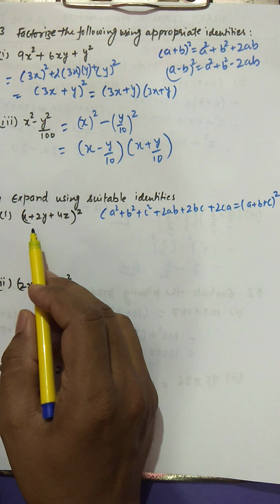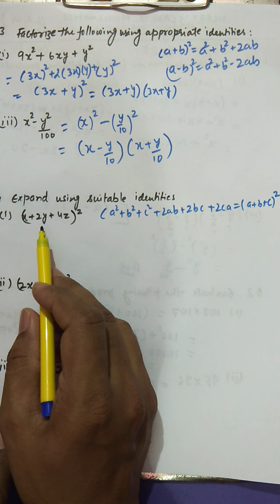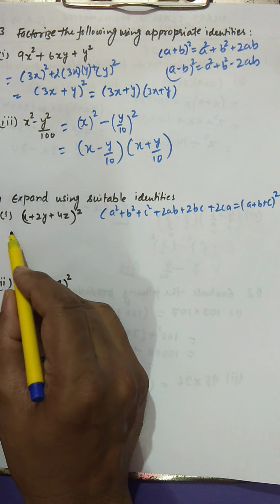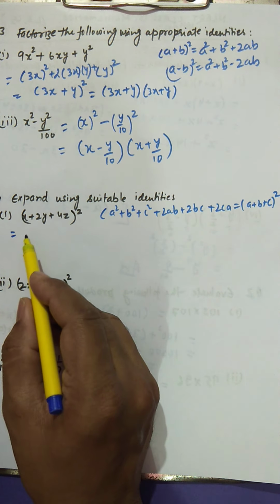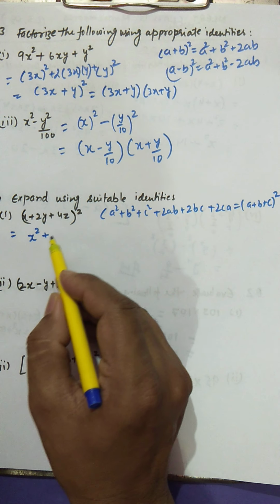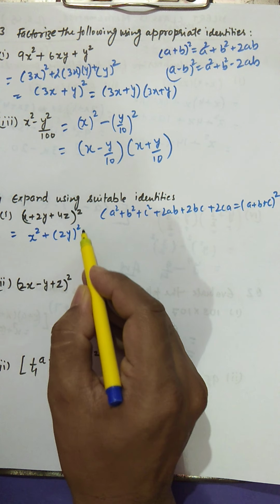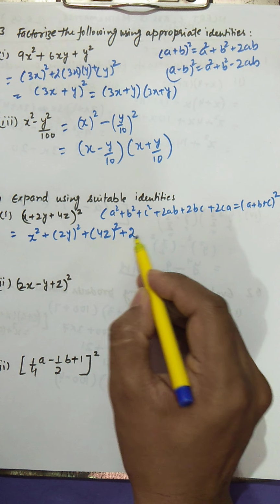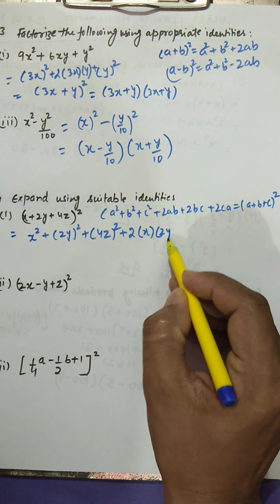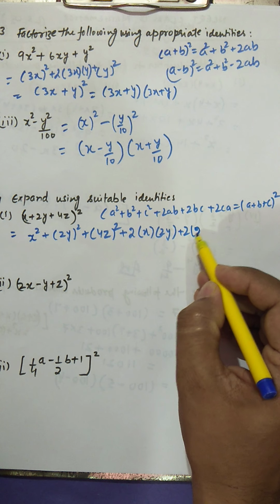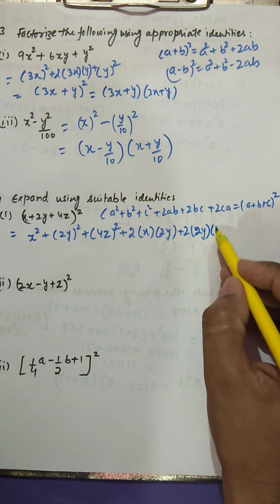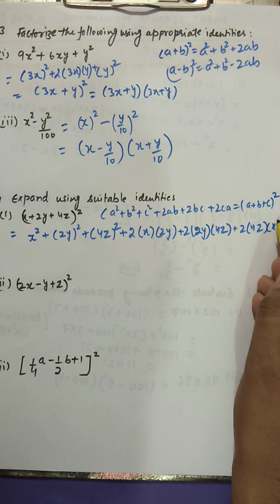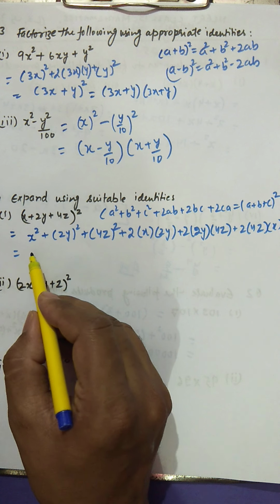So you can see at place of a I have got x, at place of b this is 2y, at place of c this is 4z. So I am opening this with the help of this identity. So this will become x square, and this will become (2y) whole square, then (4z) whole square, plus 2ab, 2x into 2y, plus 2bc, 2y into 4z, plus 2ca, 2 into 4z into x. So last step is that you have to just simplify.